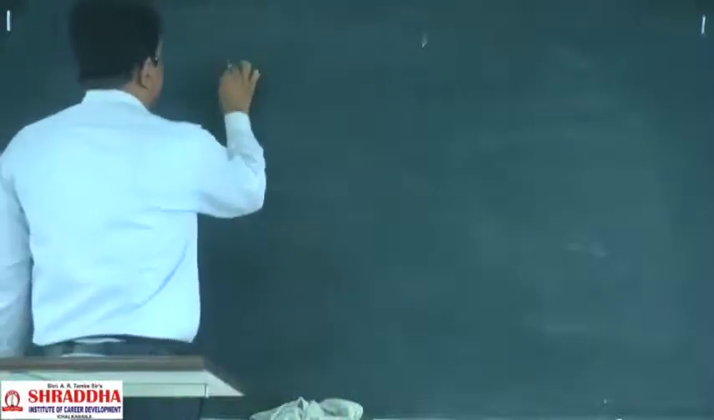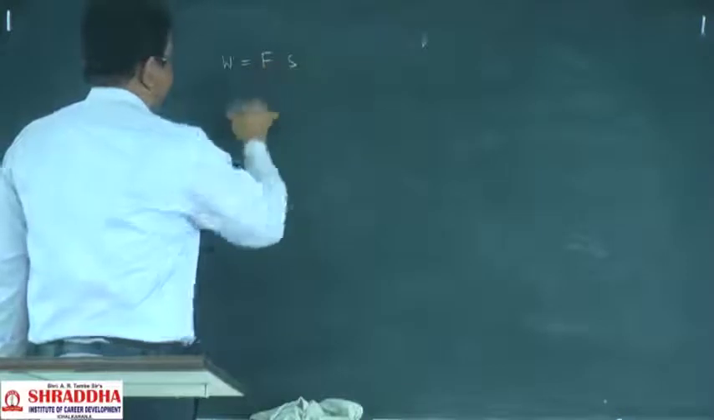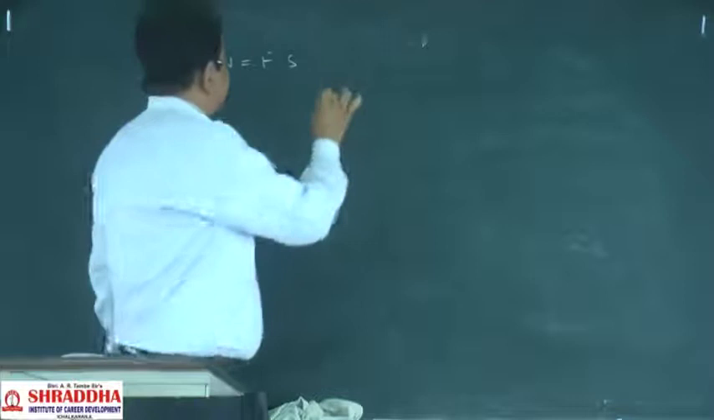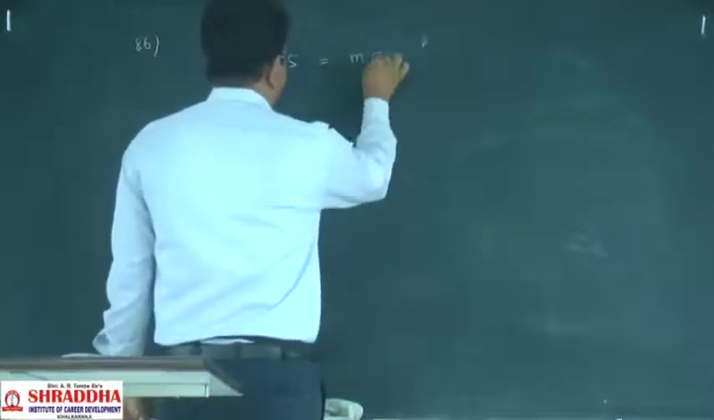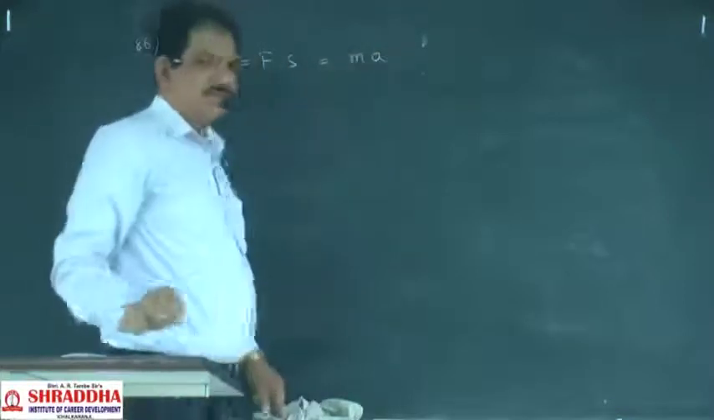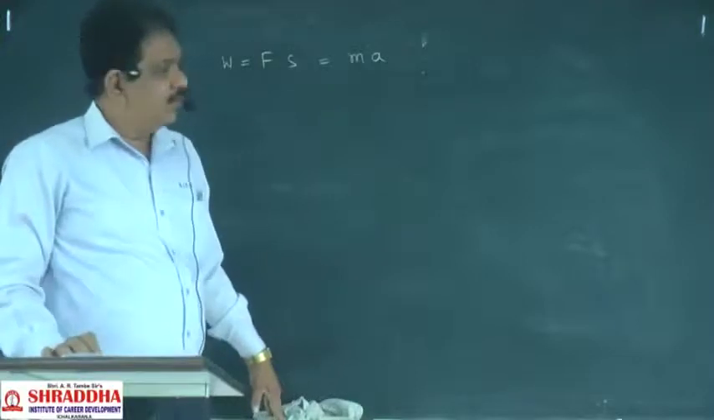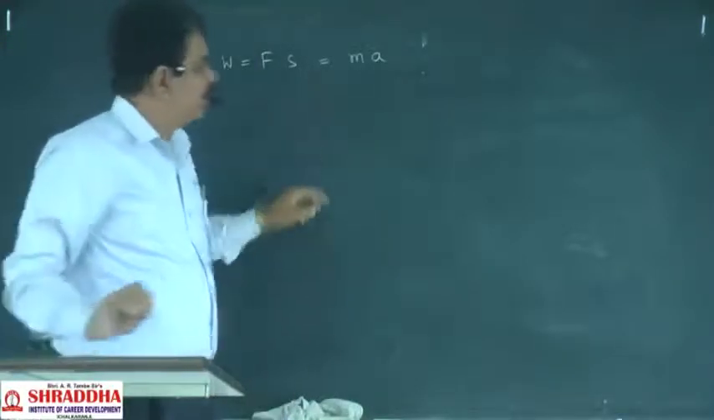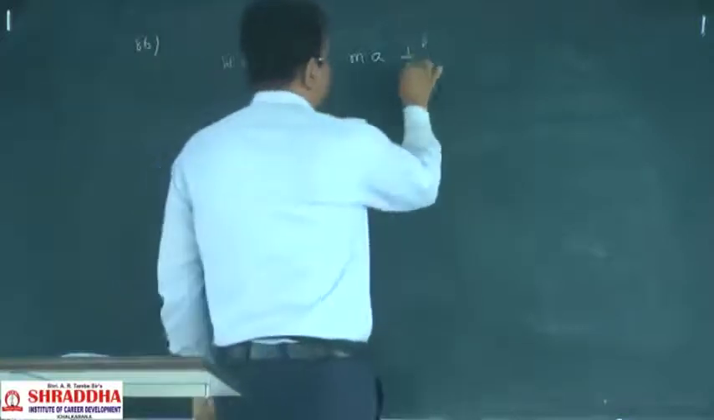You do one thing. W is equal to F into S. Okay. So F is equal to MA. S value, if body started from rest, S value will be half A T square.